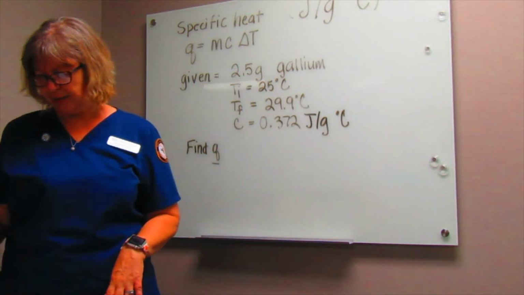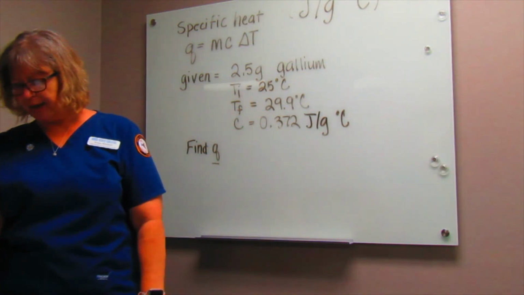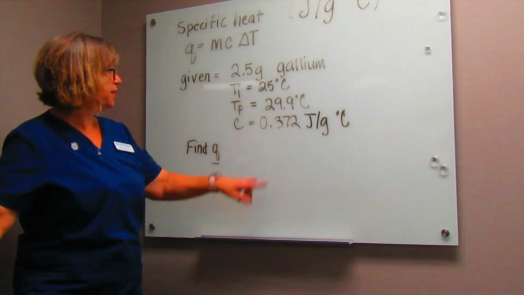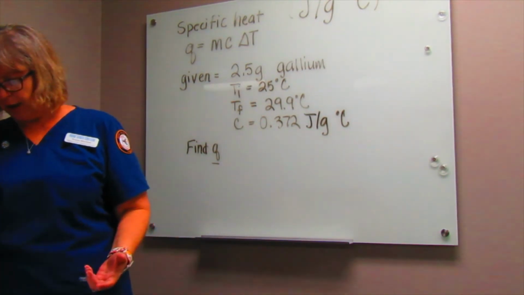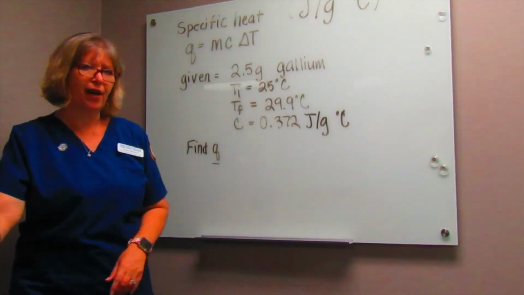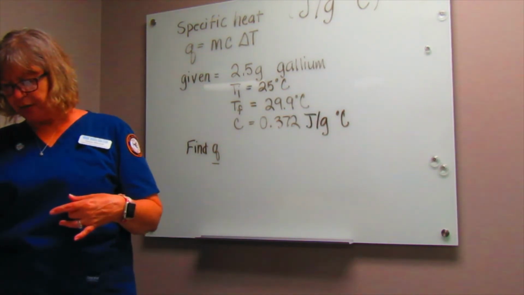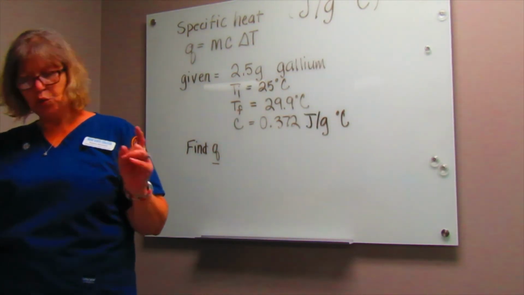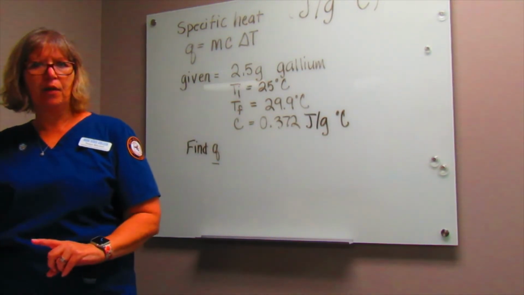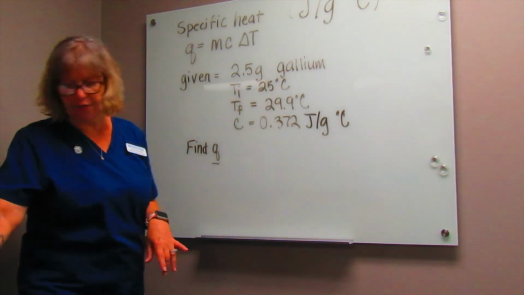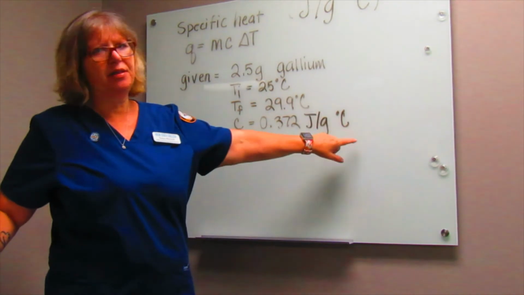So this problem says gallium is a solid metal at room temperature, but melts at 29.9 degrees Celsius, okay? So if you hold gallium in your hand, it melts from your body heat. How much heat must 2.5 grams of gallium absorb from your hand to raise the temperature of the gallium from 25 degrees Celsius to 29.9 degrees Celsius? The specific heat capacity of gallium is 0.372 joules per gram degrees Celsius, okay?